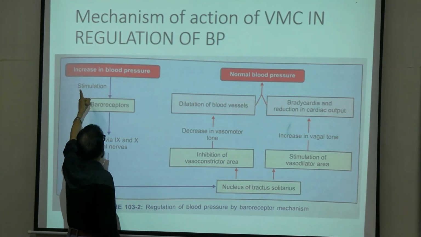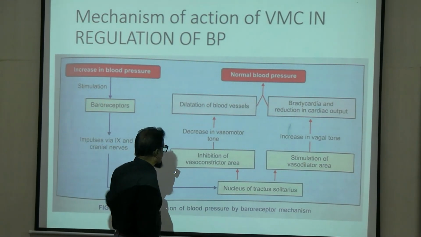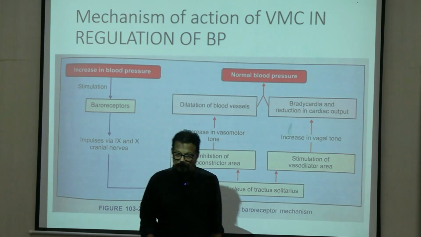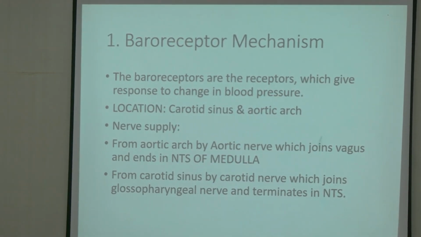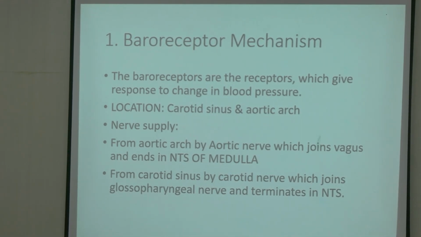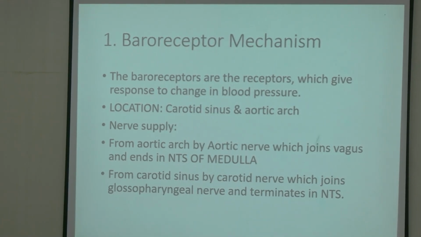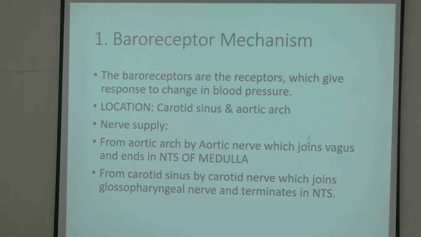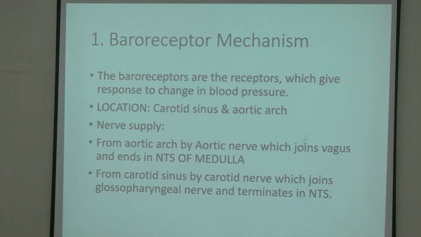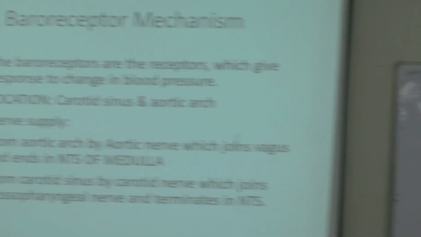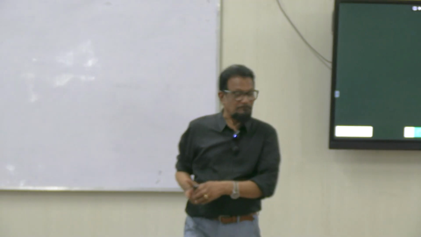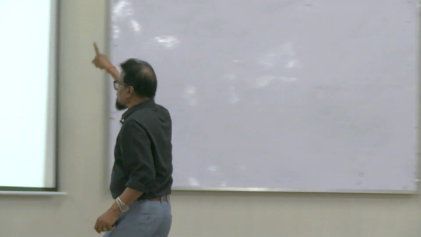The condition was increased blood pressure. Now, because of this mechanism, blood pressure will come down to normal. The question comes: what is the role of the sino-aortic mechanism, or simply the baroreceptor mechanism, in the control of blood pressure? So how can you explain it? Firstly, you have to draw this diagram, the previous diagram, as I said.